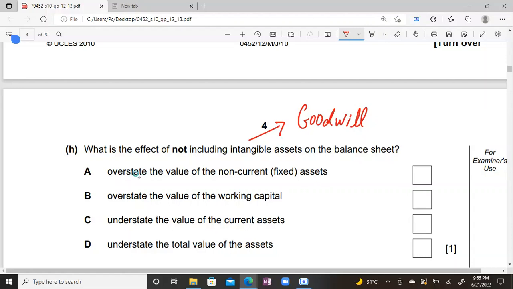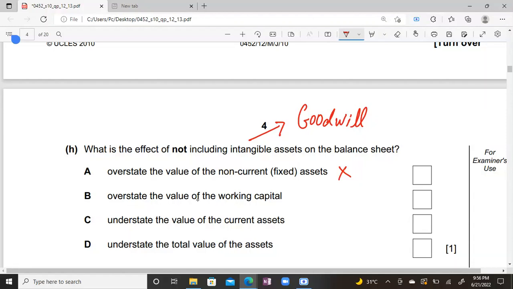So options are: overstate the value of the non-current assets, overstate the value of the working capital, understate the value of current assets, and understate the total value of the assets. Overstate the value of non-current assets is incorrect because if we are not including the intangible asset, the value of the non-current assets cannot be overstated because it is not recorded at all.